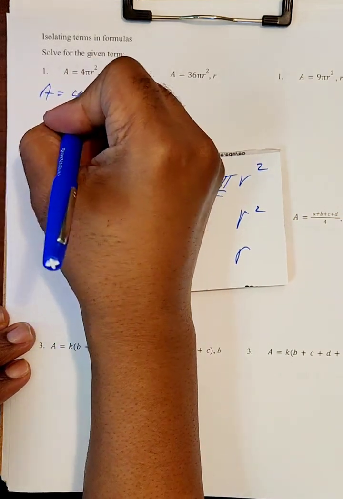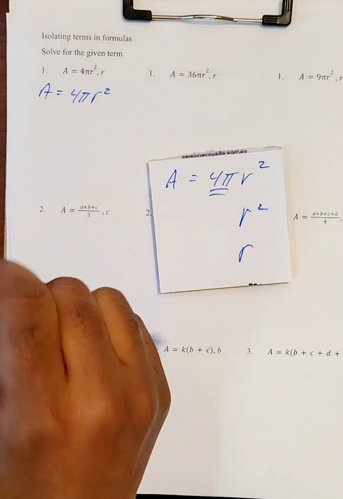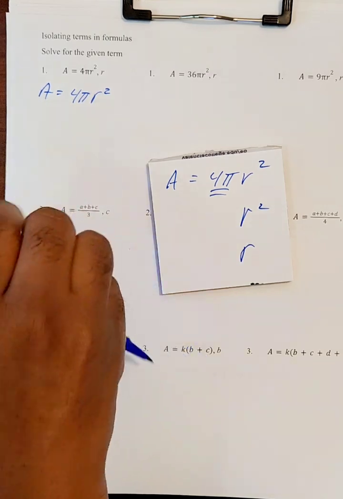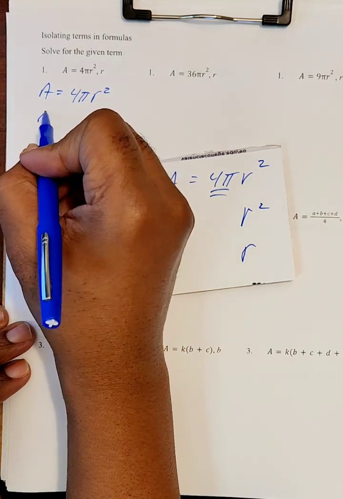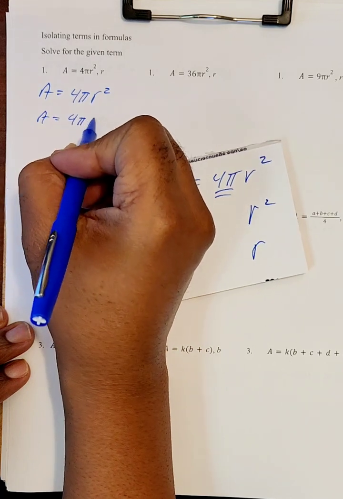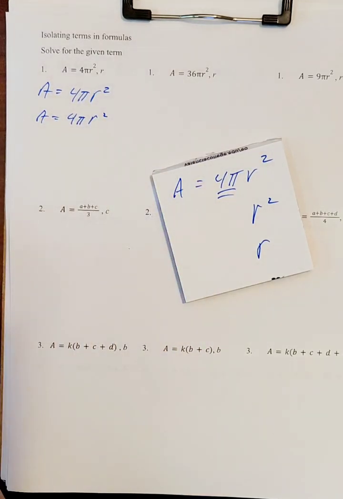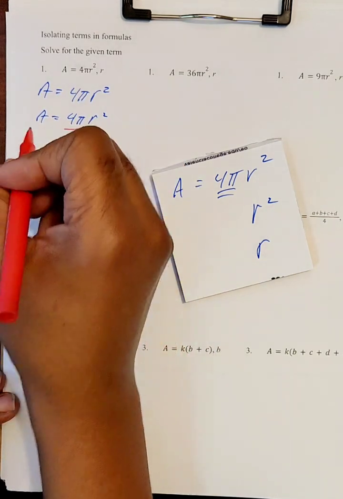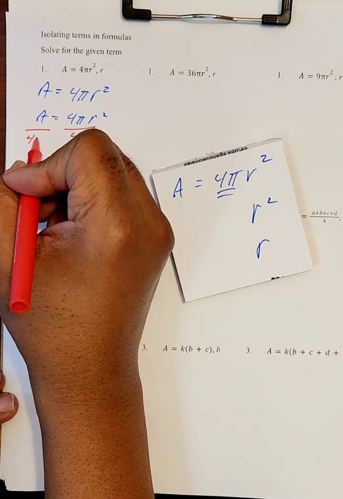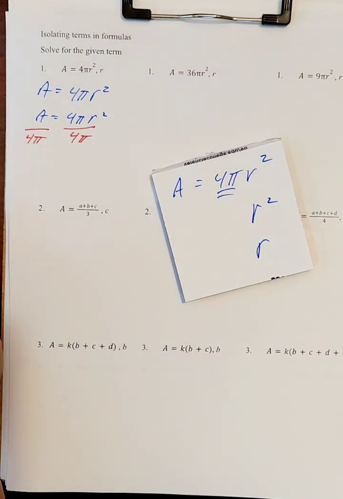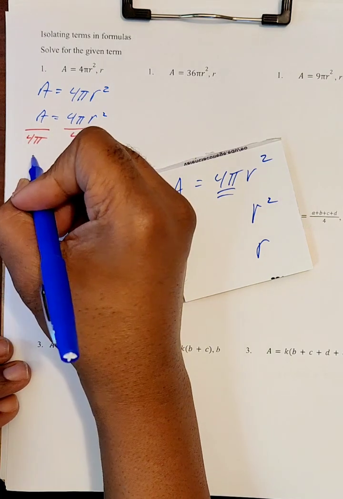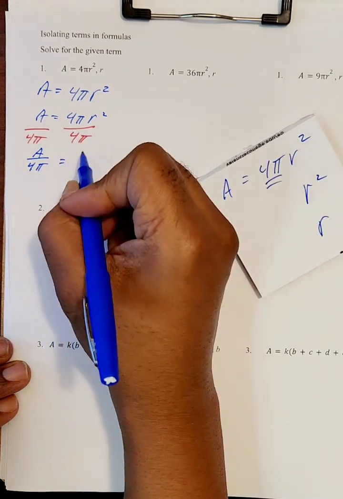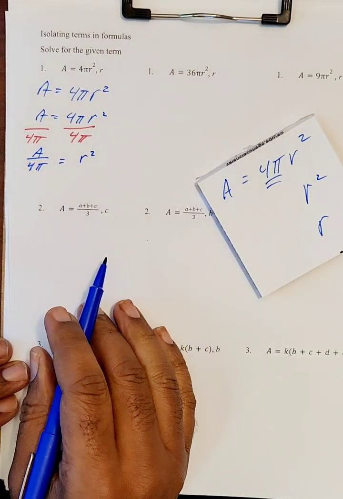So a equals 4 pi r squared. The way that we get rid of the multiplying terms, 4 times pi, is by using division. So let's rewrite it and use division. So we use a dividing 4 and a dividing pi. And what we do to one side, you do to the other. So we divide a by 4 and pi. And then what we get there is a divided by 4 and pi equals this r squared.